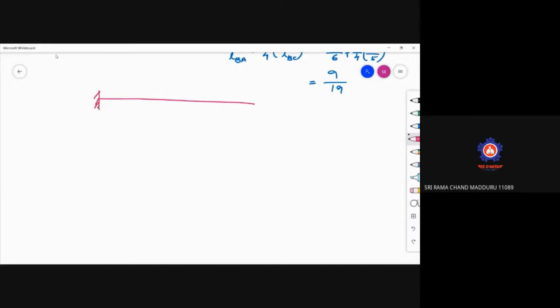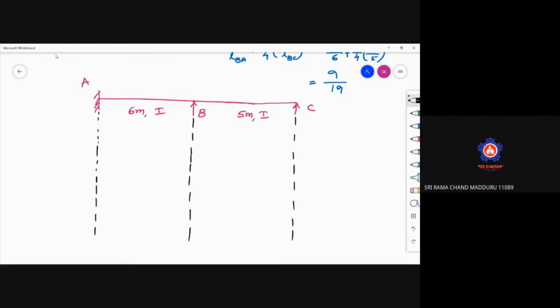So this is support A, which is fixed. This is support B. This is support C. Length is 5 meters, moment of inertia is I. Length is 6 meters, moment of inertia is I. Just extend the lines. Otherwise, you can draw a continuous line also, no problem regarding the line designation.